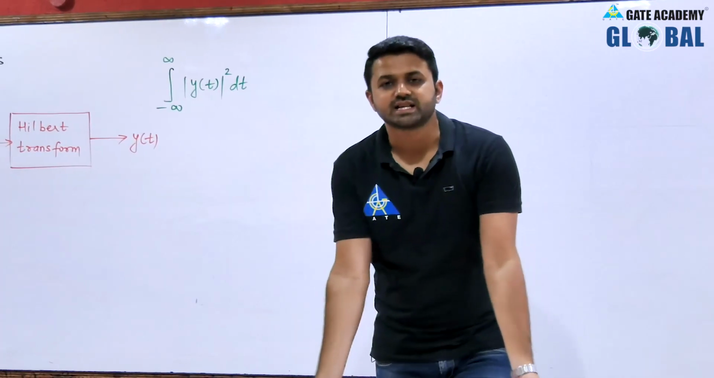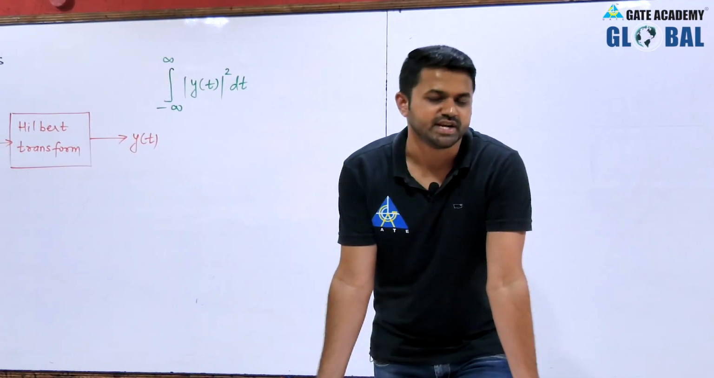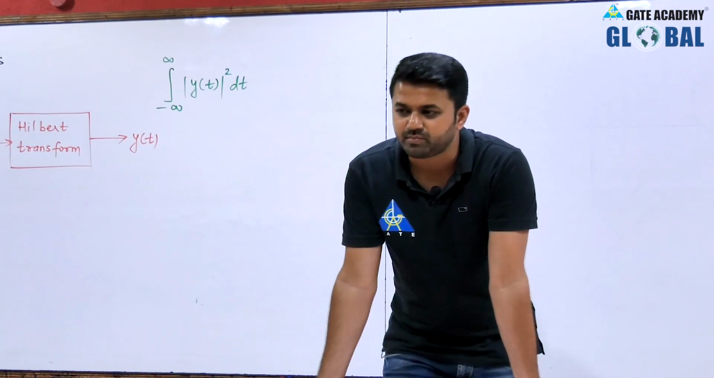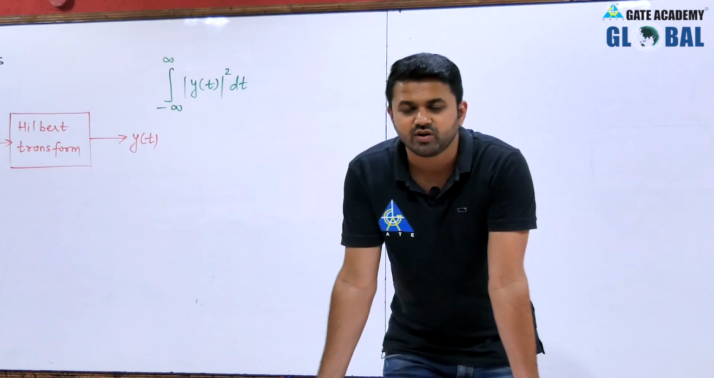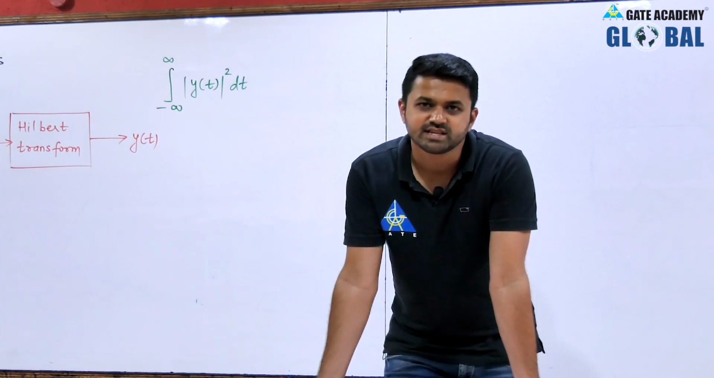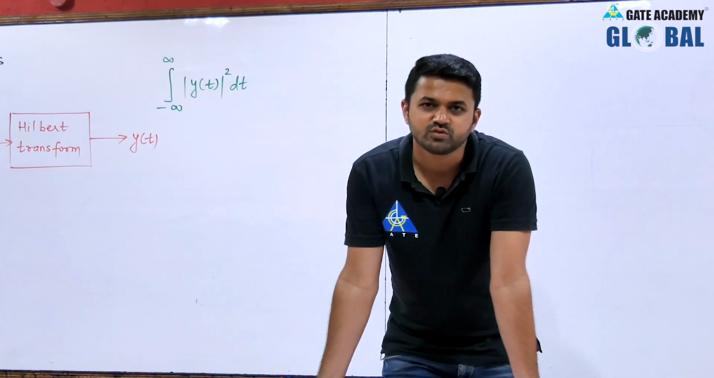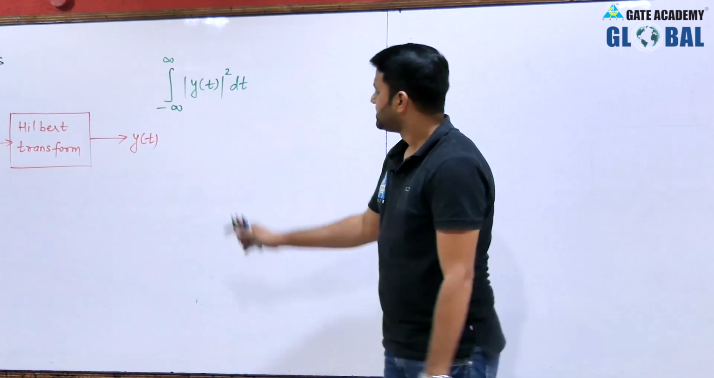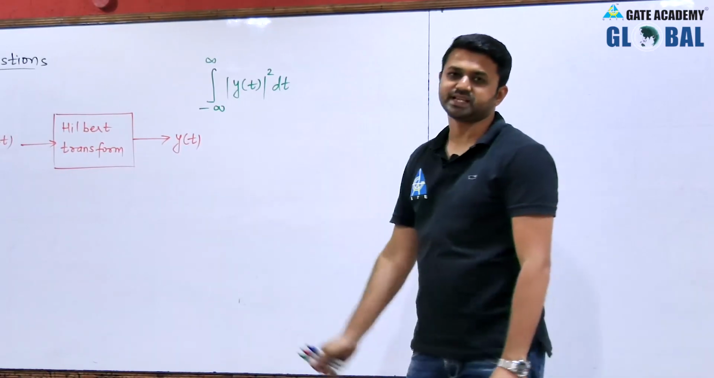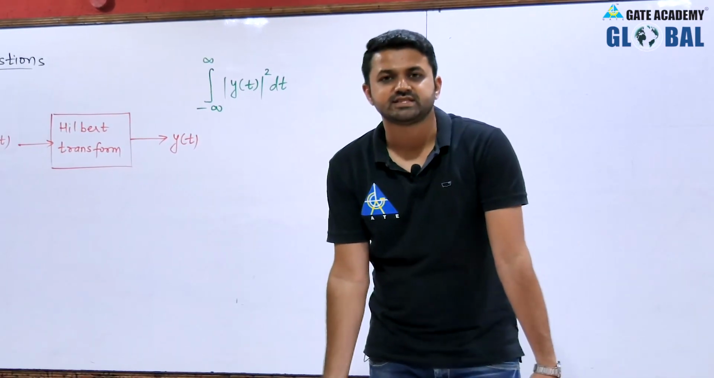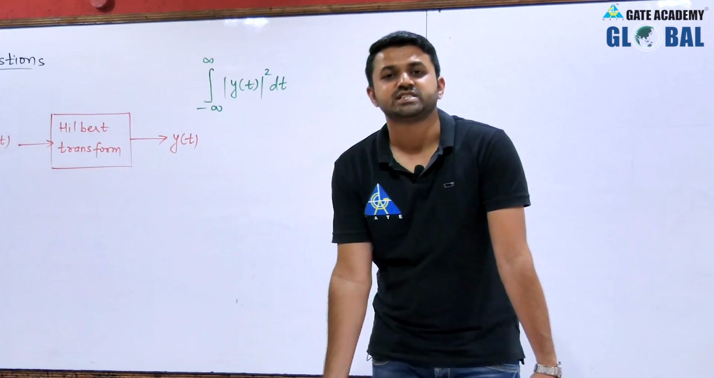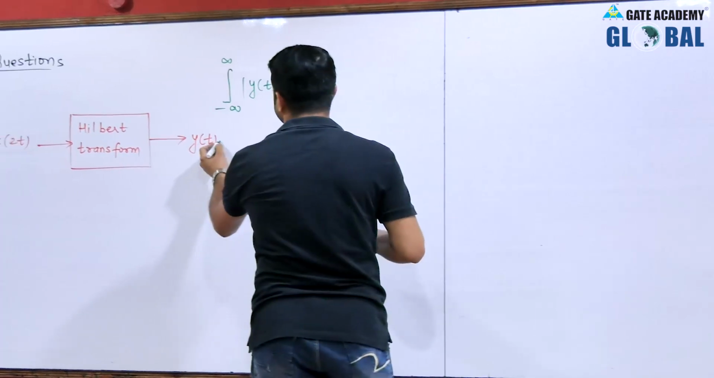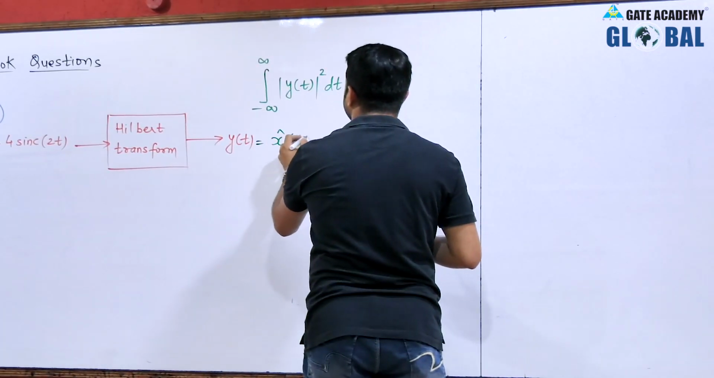This is the expression of the energy of y(t). The energy of any signal is given by the integration from minus infinity to infinity of the magnitude of that signal square into dt. So after looking at this particular expression, I can say that this is nothing but the energy of the output, which is the Hilbert transform of x(t). This y(t) is nothing but the Hilbert transform of x(t).